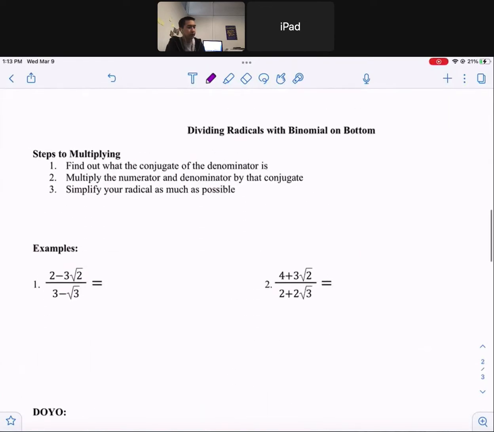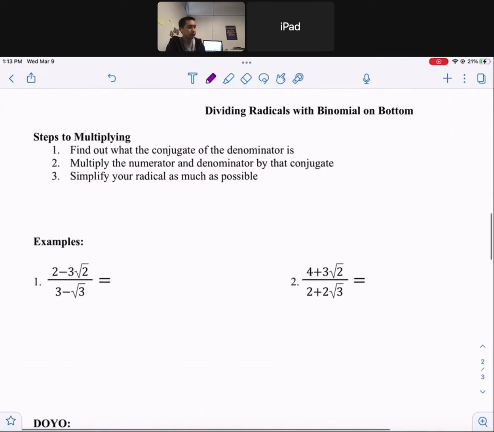Okay, so moving on. So now we're going to be dividing radicals with binomials on the bottom. So what are binomials? Well, binomials, you guys, is when there's 2 terms on the bottom separated by pluses and minus signs. So steps to multiplying this stuff, or dividing. So find out what the conjugate of the denominator is, multiply the numerator and denominator by that conjugate, and then simplify your guys' radical as much as possible.